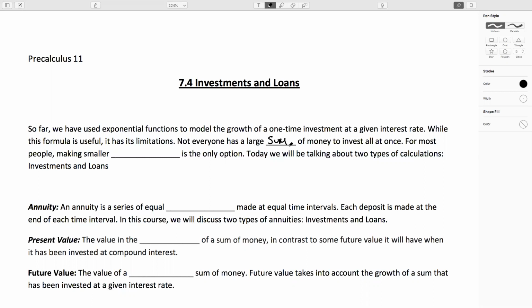That's where having money makes making money easy. If you could give me some money, I could grow that money, but without the money in the first place, it's not that easy to grow it. For most people, making smaller payments is the only option. Today, we will be talking about two types of calculations, investments and loans.